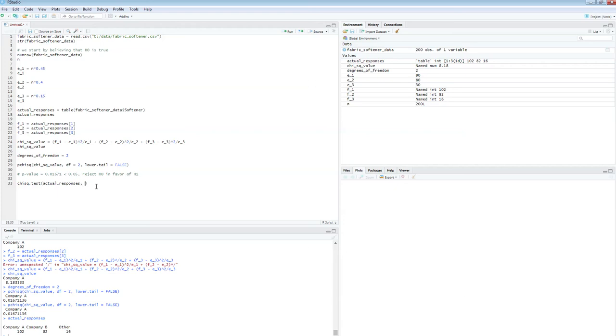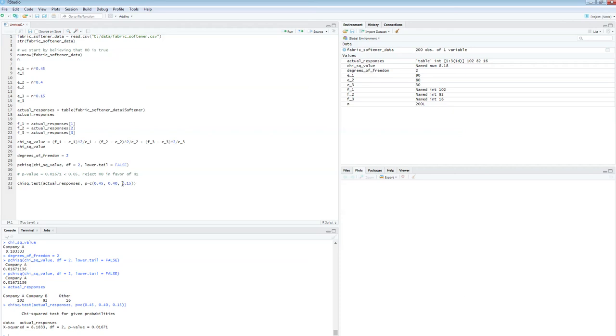The next one I have to specify is P, the proportions. Because I have three proportions, it has to be a vector. Reminder, we did that many times: vectors are created by the function C, combine. How I list the proportions should come from the null hypothesis which I formulated, and they should be listed in the same order as the responses in the vector actual responses. Actual responses has company A first, and my hypothesized value for company A was still 45%. Next is company B, which was 40%. The last one is others, and the hypothesized proportion for others was still 15%.